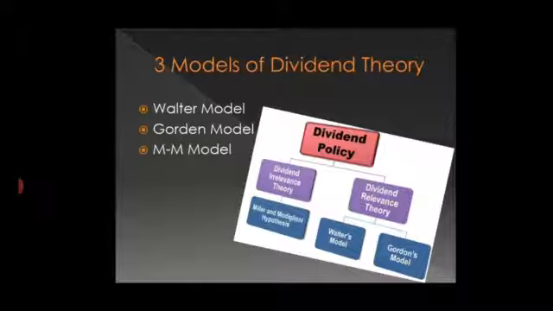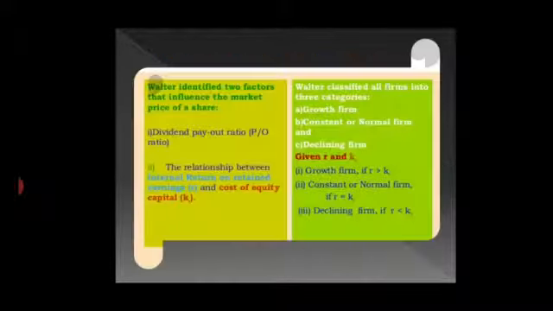There are three models of dividend theory. First one is the Walter model, second is the Gordon model, and third is the Modigliani and Miller model. Dividend theory has two parts: dividend relevance theory and dividend irrelevance theory. In dividend relevance theory, two models are there, the Walter model and the Gordon model, and in the dividend irrelevance theory, the Modigliani and Miller model.